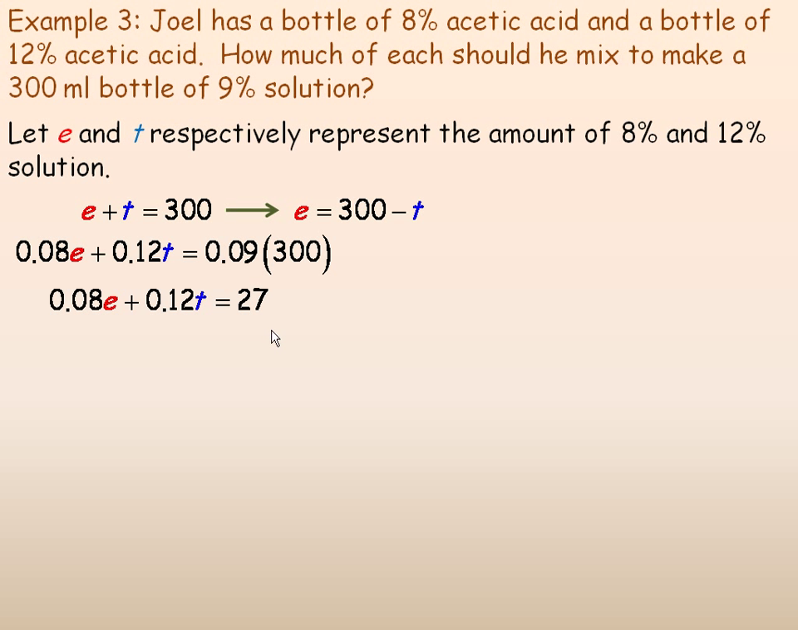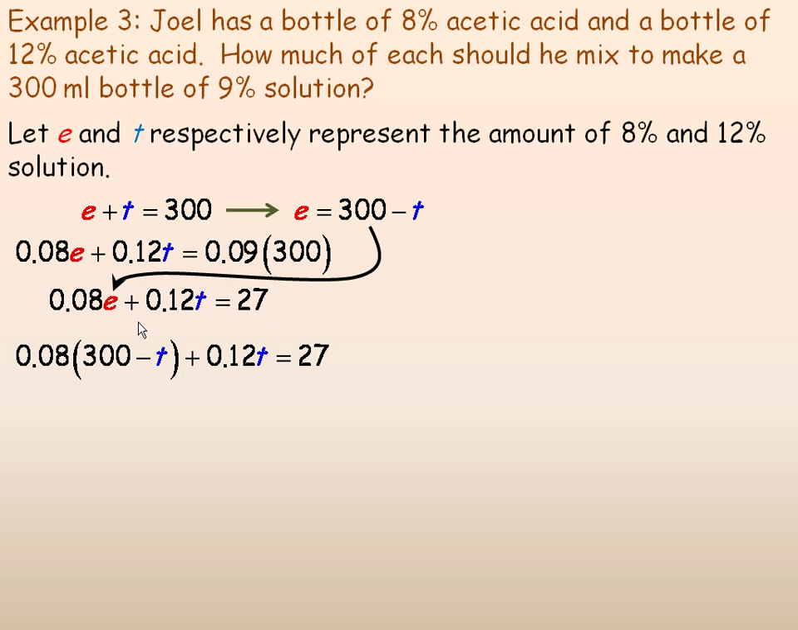Now, again, I said I was going to use substitution. So here's the substitution I'm going to make. I'm going to substitute what E equals in place of E in this second equation. And so I'm going to rewrite this equation with 300 minus T in place of E. And now I have just T here, so I can solve for T. I'm going to expand in the 0.08 here. 0.08 times 300 is 24. 0.08 times negative T is negative 0.08 T, and then plus the 0.12 T equals 27.